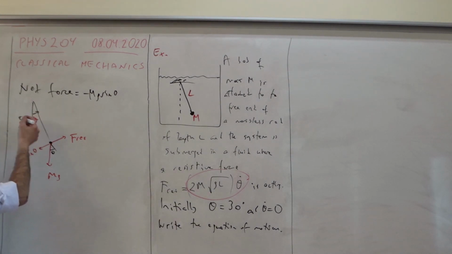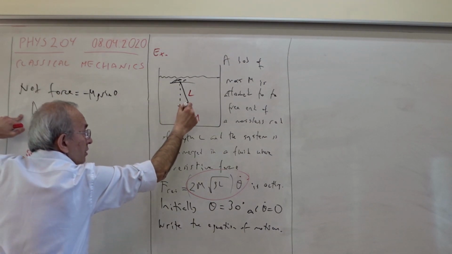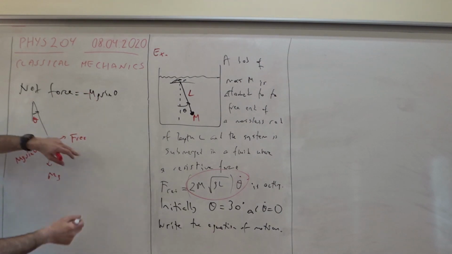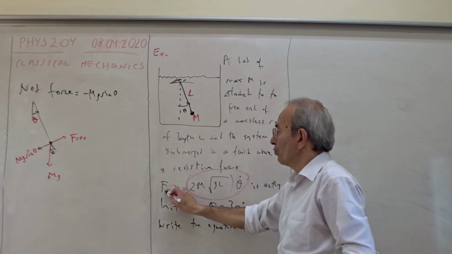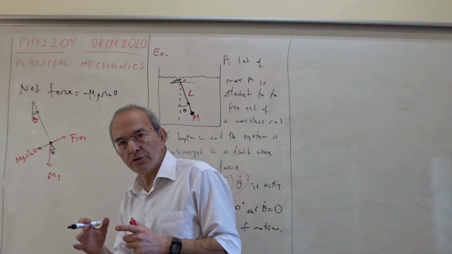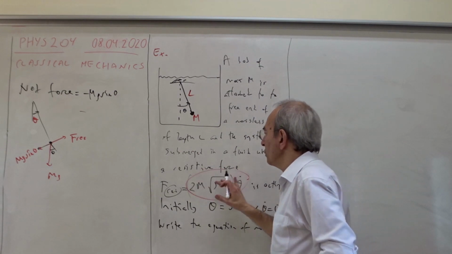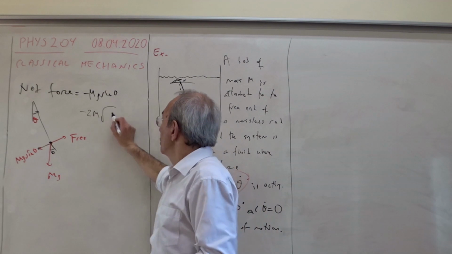Why do we have a minus term? Because theta is increasing in the counterclockwise sense for such cases, because this is the direction of increase for the angle. However, this is in the opposite sense, so we have a minus sign. For the resistive force, we also have a minus sign, because it tries to slow it down. So another minus sign. This time, whatever we are given here, twice m root g times L.